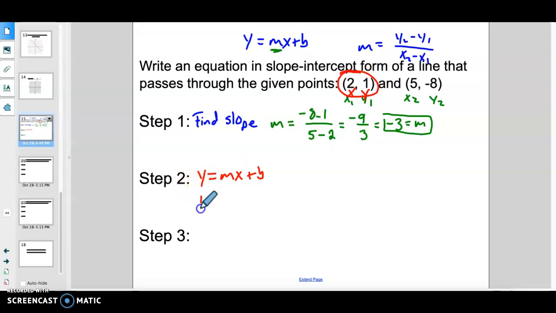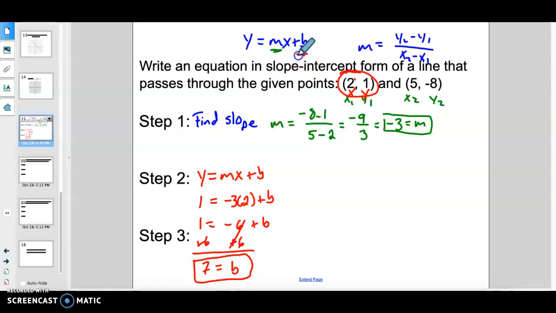So for the y I'm plugging in a 1. For the m I'm plugging in this negative 3. And then it's touching the x, so it's being multiplied by this x, which is the 2. And then what I don't know is this b. So I've got negative 3 times 2, so 1 = -6 + b. And if I add 6 to both sides, we've got 7 = b.